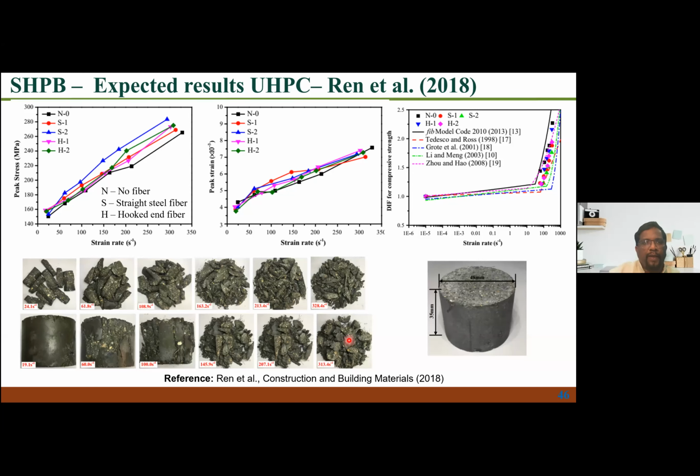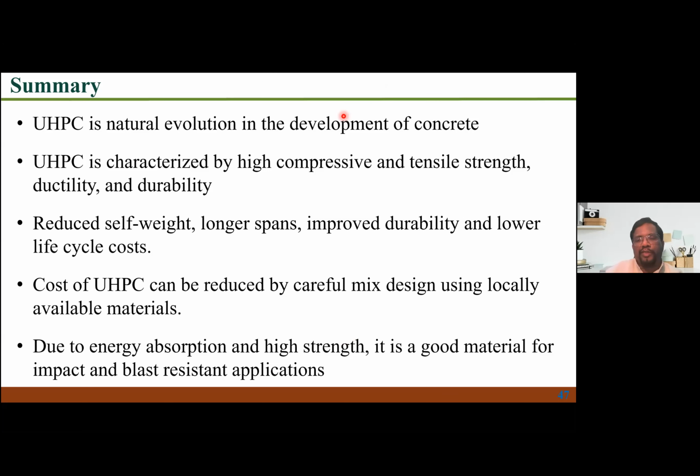Right. So a quick summary of what we have discussed in this presentation. Ultra high performance concrete is basically, as you can see, in the last 150 years, concrete has evolved over a period of time. We started with Abraham's law: lower the water cement ratio, higher is the density, higher is the strength.